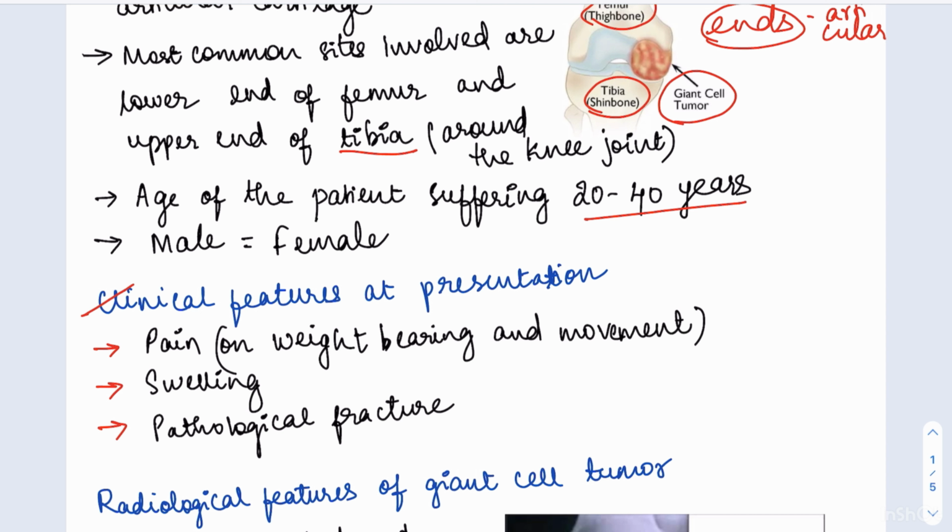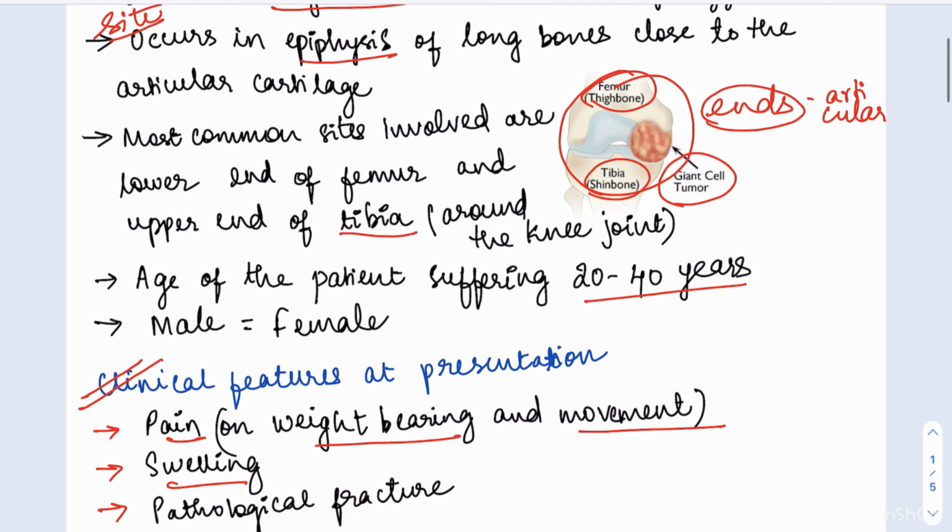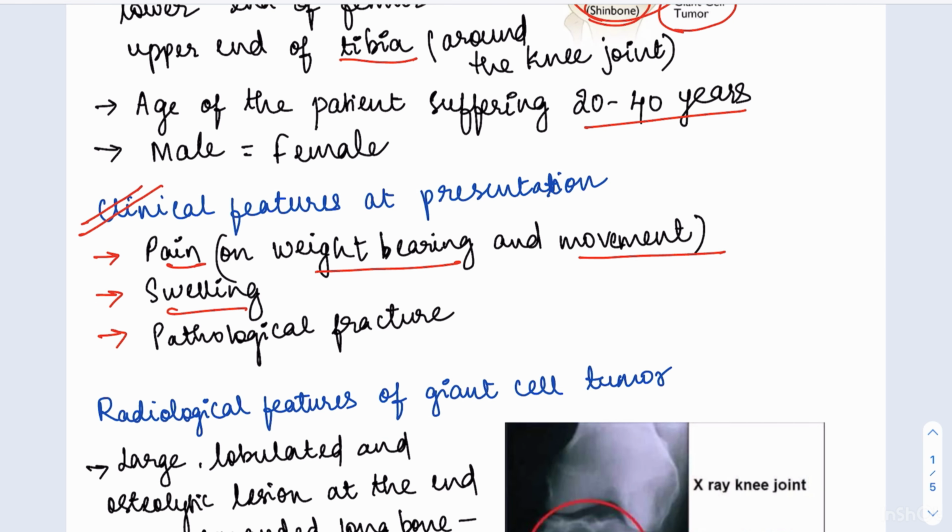Talking about the clinical features at presentation, that is, if a patient is complaining of these following features, we may suspect that it may be a case of osteoclastoma. So what are those clinical features at presentation? We see pain, especially on weight bearing and movement, usually on walking, running, or weight bearing. Even mere standing may also cause pain sometimes. And there is also swelling. Swelling may be mostly seen in and around the knee joint, because that is the most common site involved in osteoclastoma. There may also be pathological fracture, that is, due to destruction of the bones, there may be more chance of fractures. So these are the important clinical features which are seen at presentation.